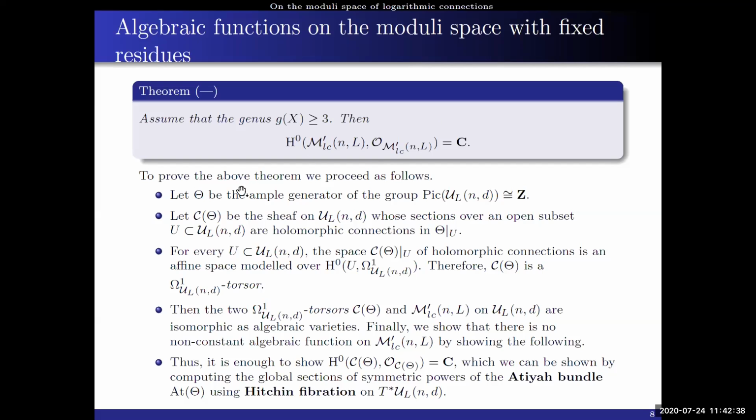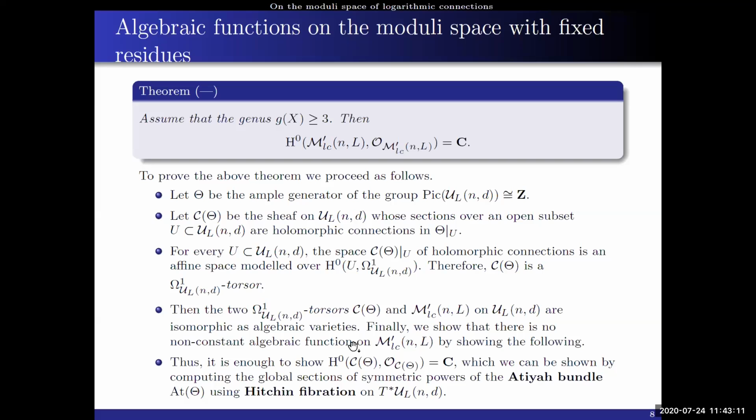Yeah. So to prove the above theorem, we proceed as follows. Actually, theta, we take the ample generator of this group, and C theta is the sheaf whose sections over an open subset are holomorphic connections in this. For every open subset, the space of holomorphic connections is an affine space modeled over this. Therefore, C theta is an Omega 1 ULND torsor. So we take a torsor, and the two torsors C theta and MLC prime ND are actually isomorphic as algebraic varieties.